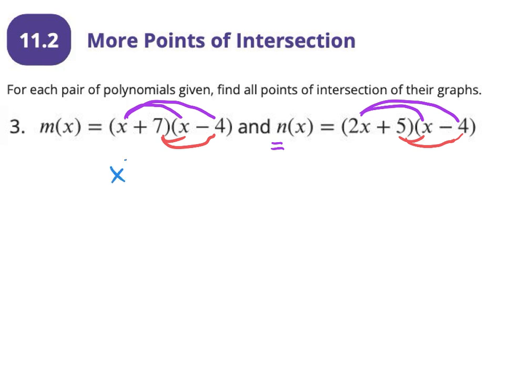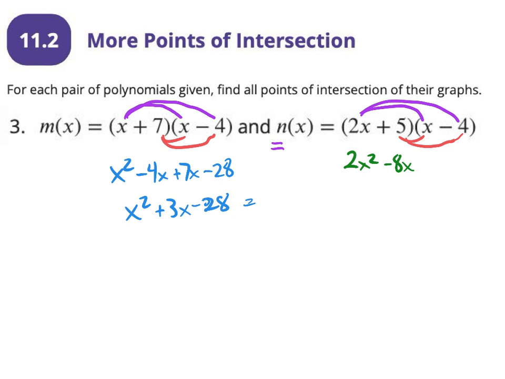X times x gives us x squared. X times negative 4 is negative 4x. 7 times x is plus 7x. 7 times negative 4 is negative 28. That gives us x squared plus 3x minus 28 is equal to 2x times x is 2x squared. 2x times negative 4 is negative 8x plus 5x minus 20, giving us 2x squared minus 3x minus 20.